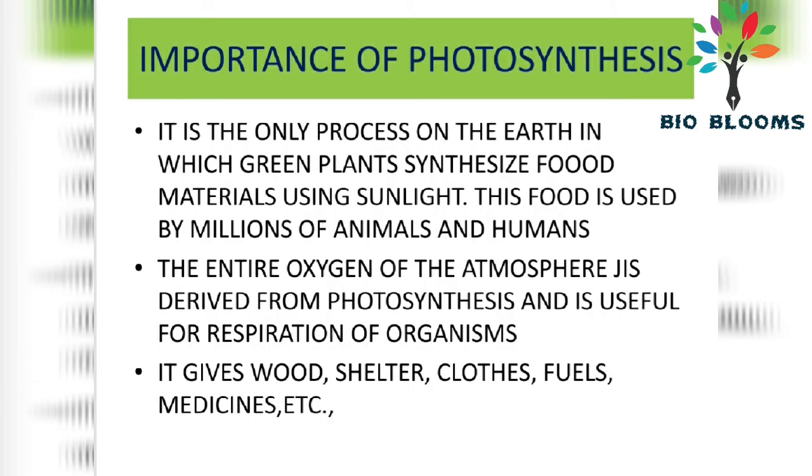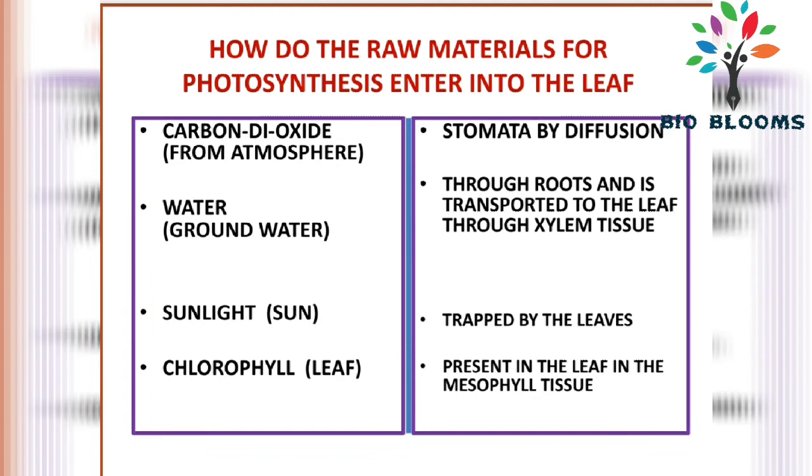And when you come to the importance of photosynthesis, why we are learning this photosynthesis, why we are giving this much importance, it means this is a basic process of all living organisms. So it synthesizes the food materials using sunlight, and this food is used by millions of animals and humans. And also the entire oxygen of the atmosphere is derived from photosynthesis, which is very, very useful for respiration of other organisms. And not only that, it gives wood, shelter, clothes, fuels, medicines, etc.